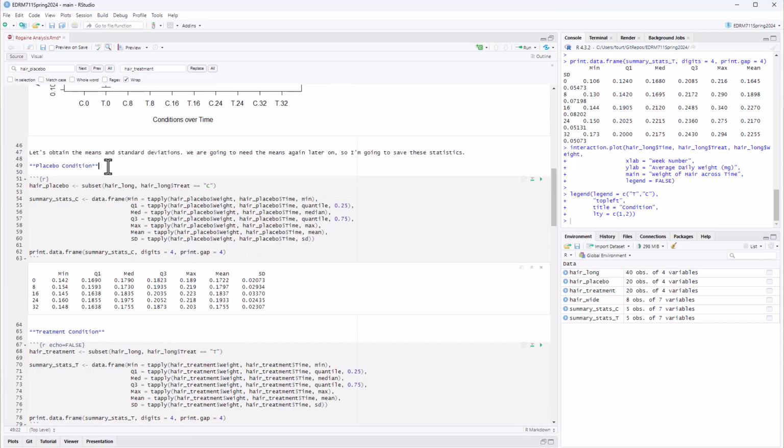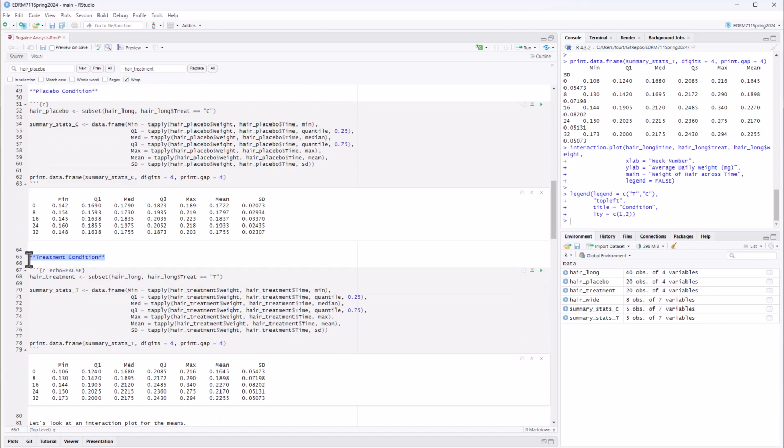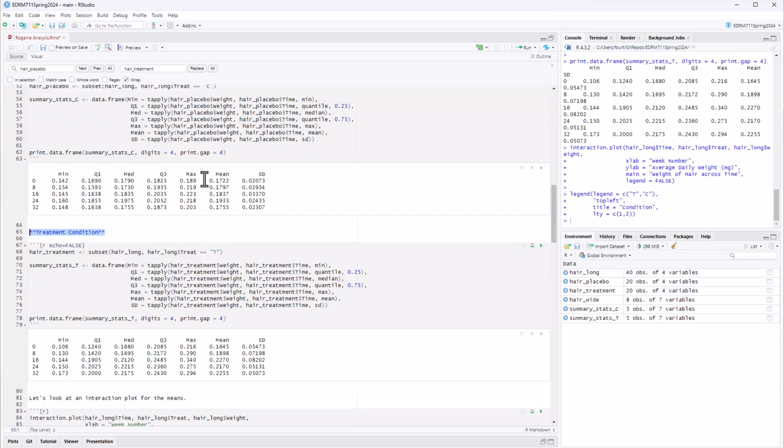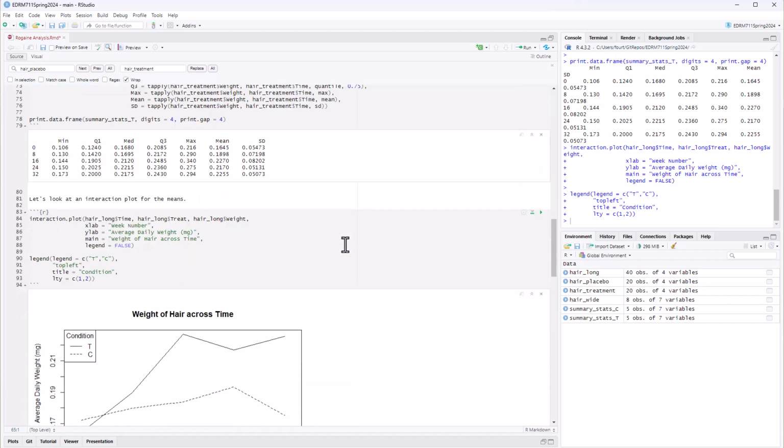So I have a separate placebo condition set of statistics and a separate treatment condition. Again, you're going to have to take some of this with a little bit of a grain of salt here because we've only got 4 women. So when I'm talking about things like first and third quartile, it doesn't seem like that's going to be very informative.